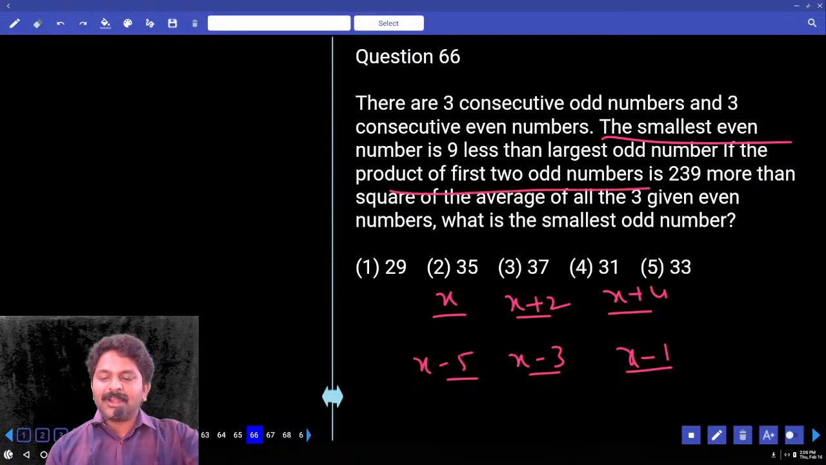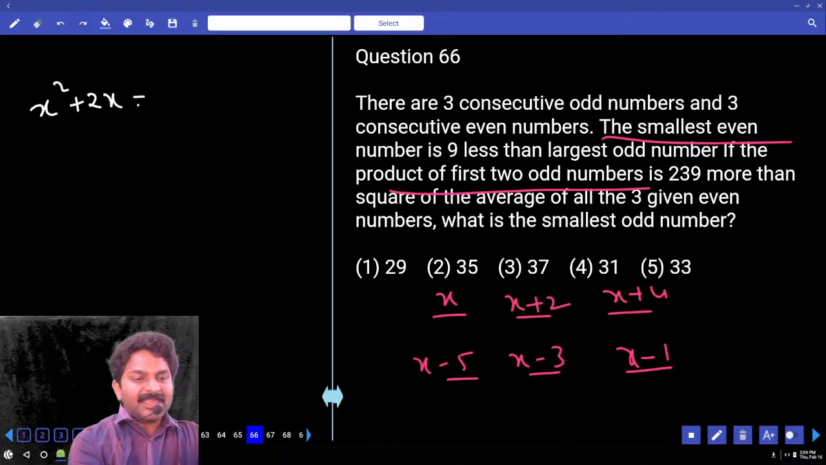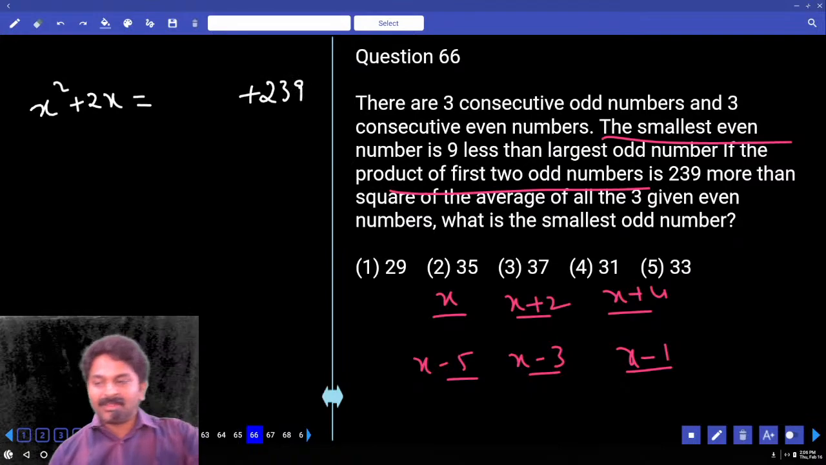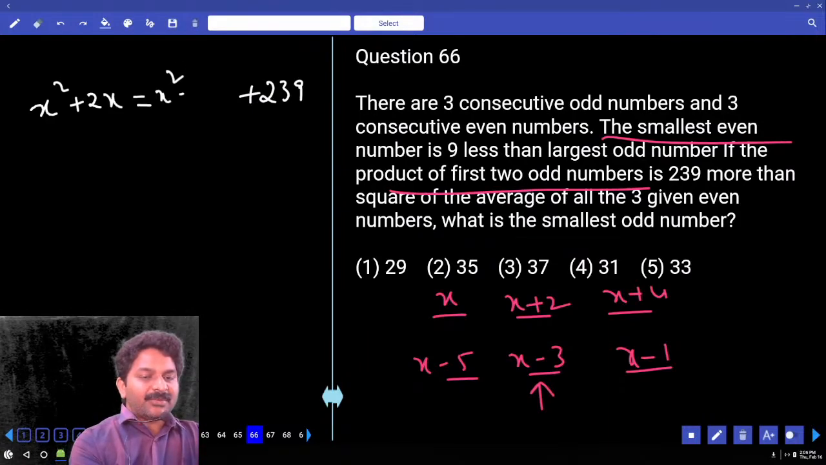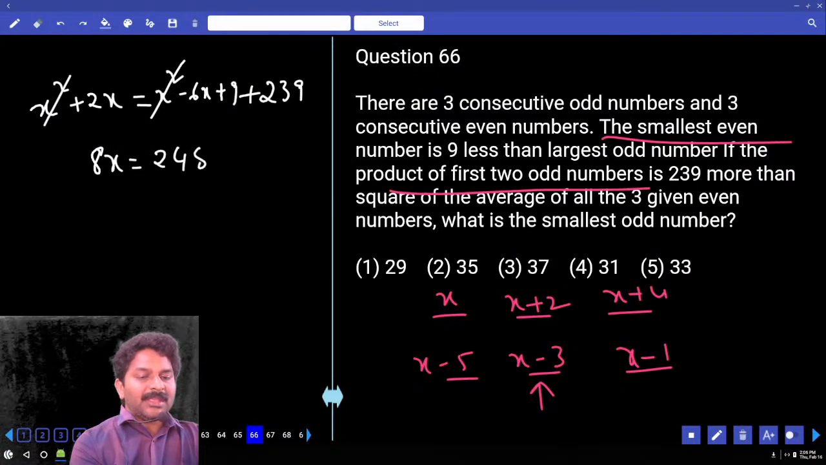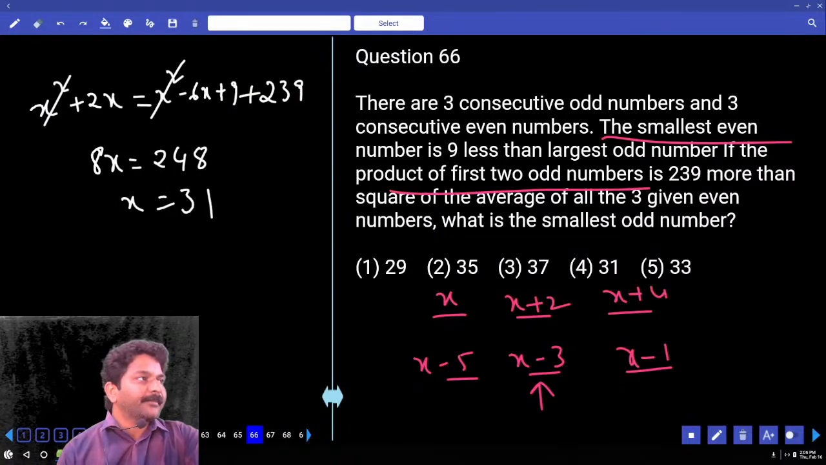Product of first 2 odd numbers, that is x square plus 2x, is 239 more than square of average of all 3 even numbers. Average is middle number only. X plus 3 whole square, let me expand. X square minus 6x plus 9. This gets cancelled. 8x is equal to 248. X is 31. Yes.